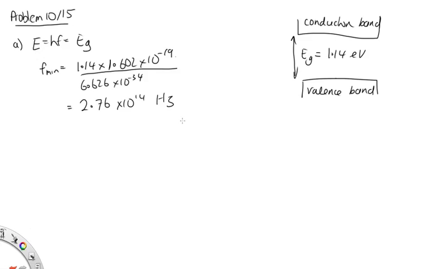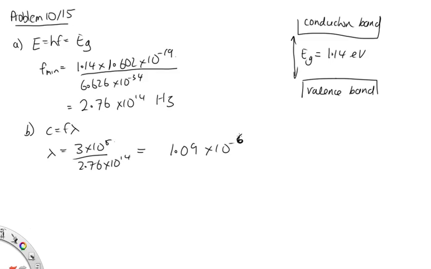Now in part B, it says what is the wavelength of this photon. So we can just use c is equal to f lambda to get the wavelength. So the wavelength is equal to 3 times 10 to the 8 over 2.76 times 10 to the 14. And solving that on the calculator, we end up with 1.09 times 10 to the minus 6 meters, which is equal to 1.09 micrometers.